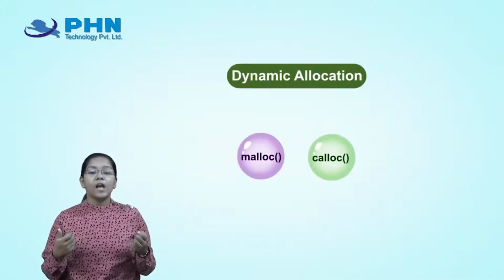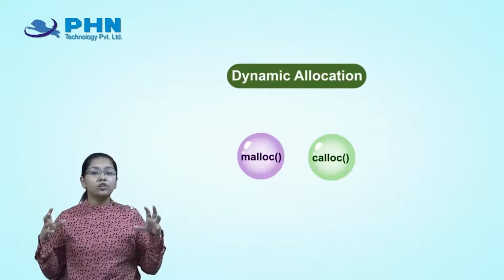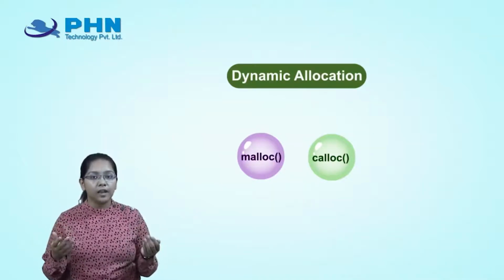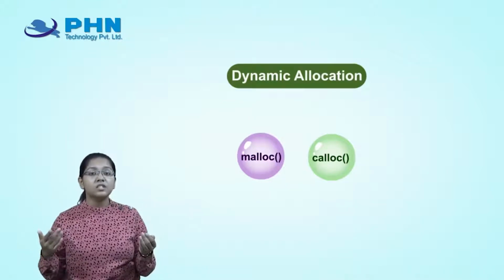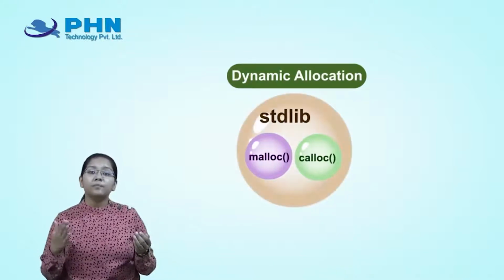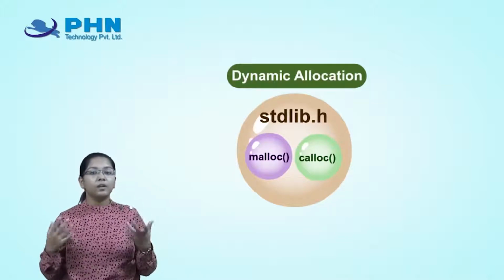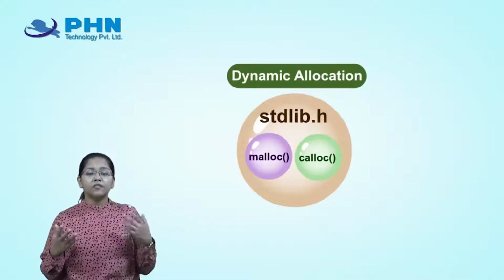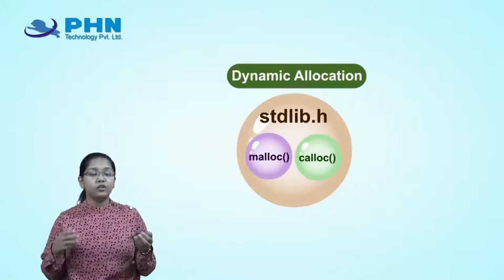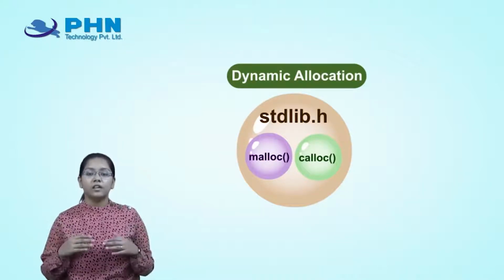Right. Now this dynamic allocation in C programming happens through two functions, and those are malloc and calloc. And if I want to access malloc and calloc, then I have to include a header file, and that header file is known as stdlib.h. So in that stdlib, malloc and calloc are declared, just like when we call printf and scanf, we have to include the header file stdio.h, right? So similarly the case is here also.